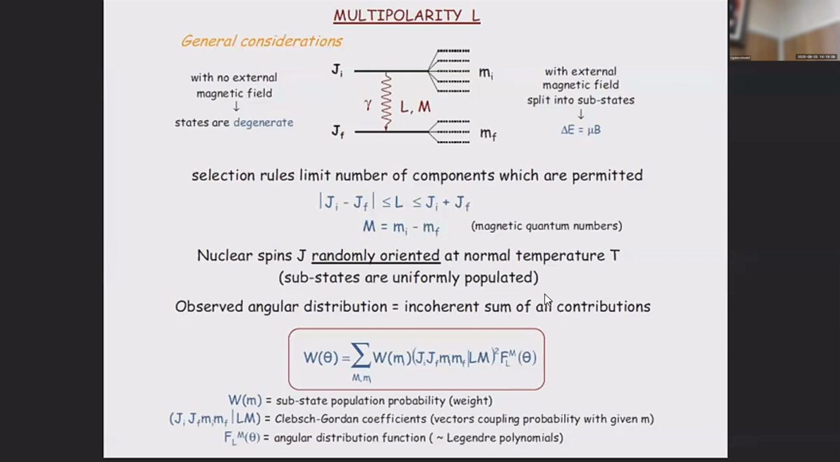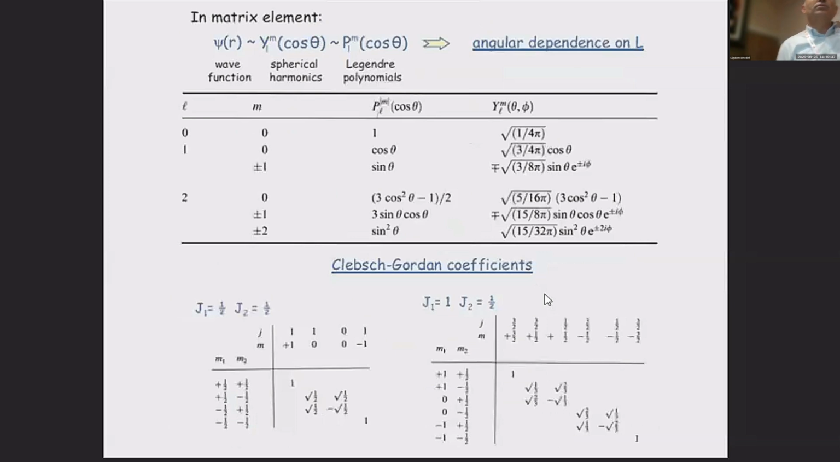What is M? It is the projection quantum number of the state, from minus L to plus L, which means 2L plus 1 values. Therefore, it is like a coupling of two particles. That is called Clebsch-Gordan coefficients. Two different states are combined and one state is obtained. That is called Clebsch-Gordan coefficients.